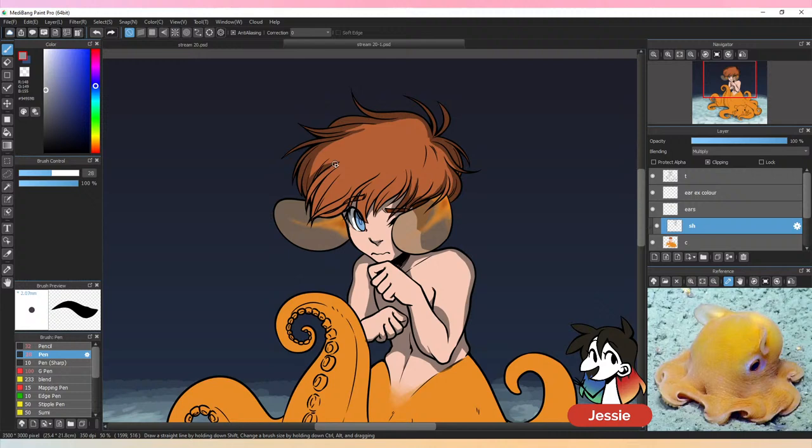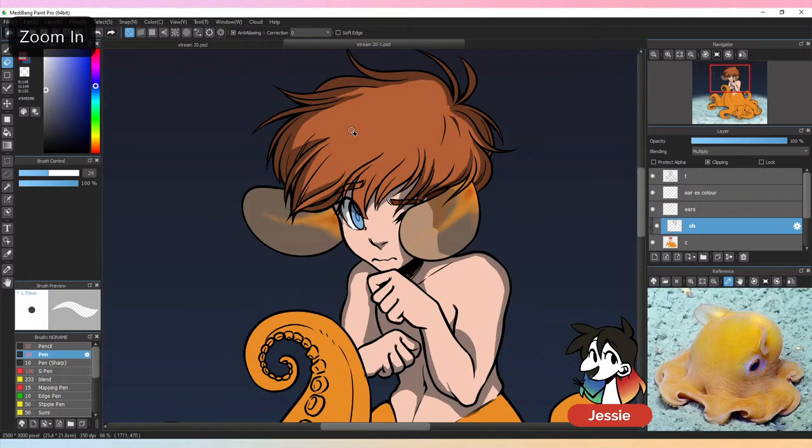See, I'm cell shading this one, but I don't want it to be completely cell. I kind of want to soft shade it in a couple of areas, because right now it's very, very celled.